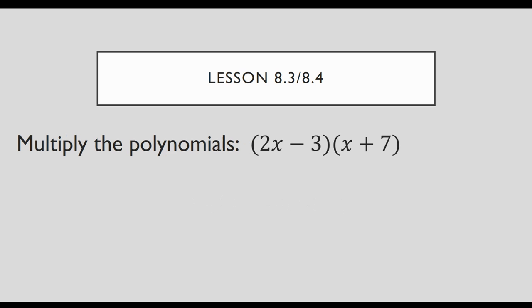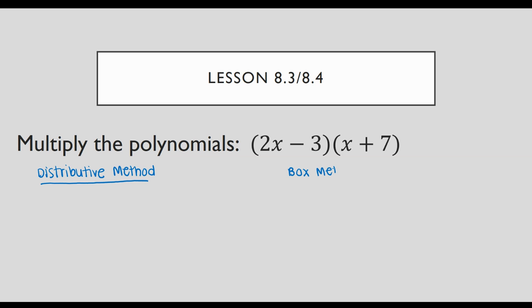All right. So then we have the last lessons that were kind of mixed together. So 8.3 and 8.4, we want to multiply polynomials. This time it was a binomial times a binomial or a binomial times a trinomial. And what we talked about is that there were 2 different ways to do that. There was the distributive property or distributive method, and there was the box method.